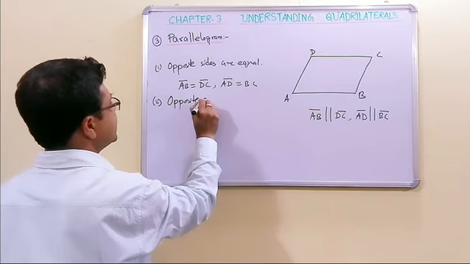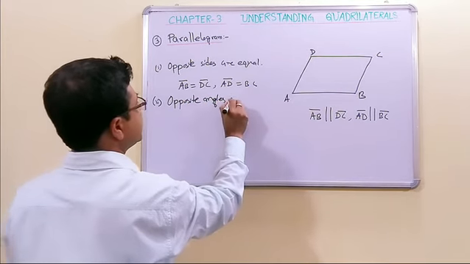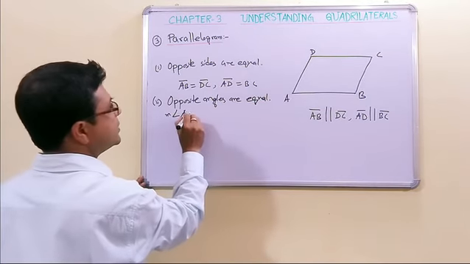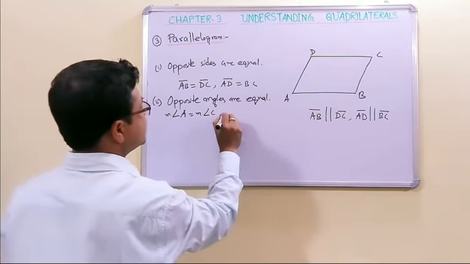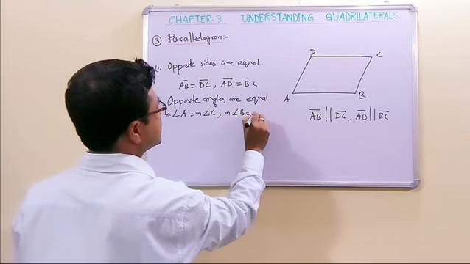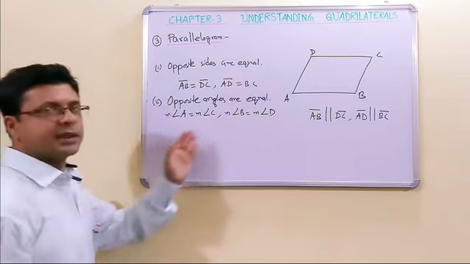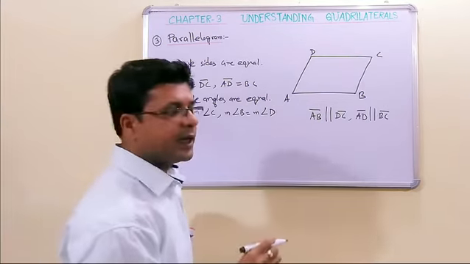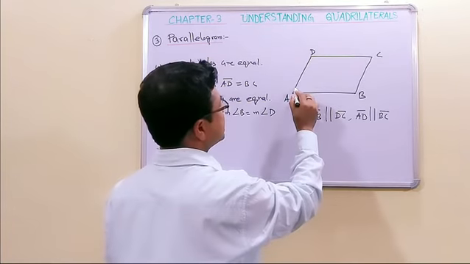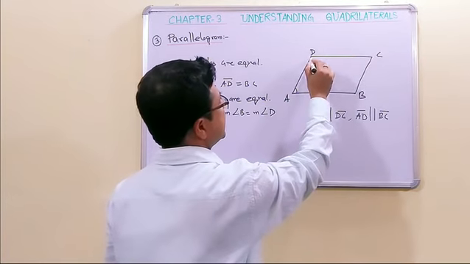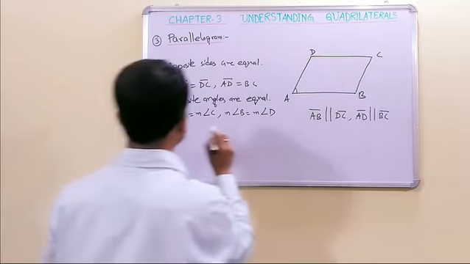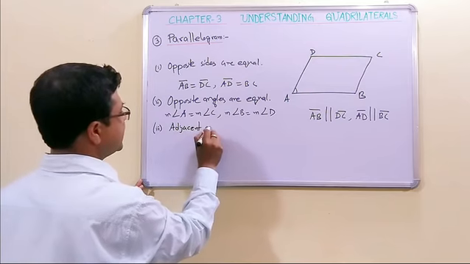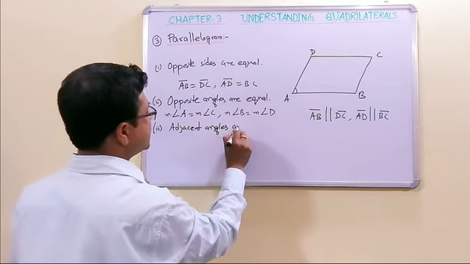Opposite angles are equal. That means the measure of angle A is equal to the measure of angle C. Also, the measure of angle B is equal to the measure of angle D. Opposite angles are equal. The third property: the adjacent angles are supplementary. This is one of the angles. Its adjacent angle is either angle D or angle B. Adjacent angles are supplementary.